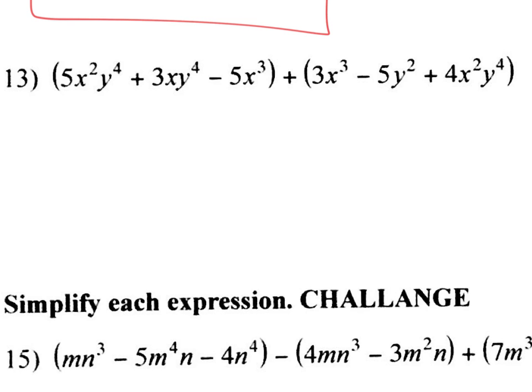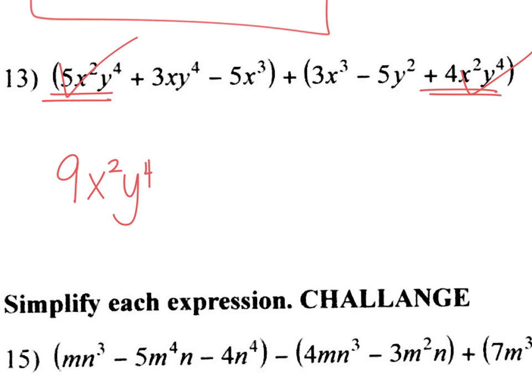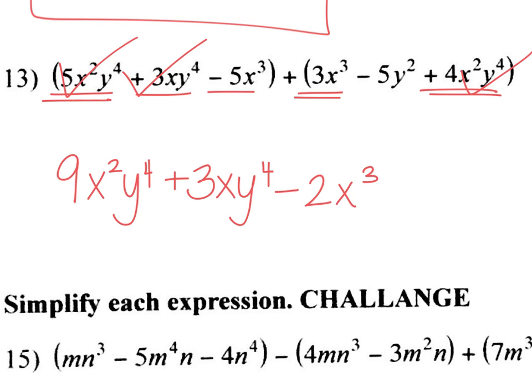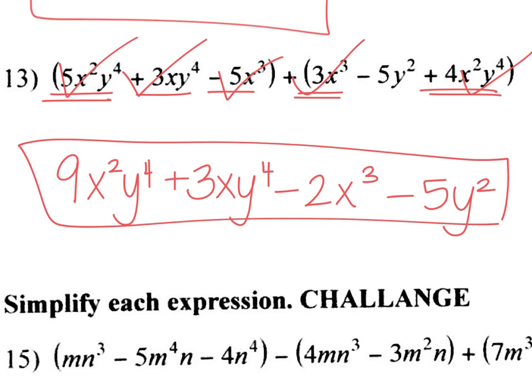Make sure you pay careful attention to where the exponents are, which variables they're on, because things have to be exactly the same. So I've got an x squared y to the 4th and another x squared y to the 4th. That's going to give me 9, and make sure your exponents stay the same. All right, I have an xy to the 4th, and I don't have anything that can go with that, so I'm just going to copy it down. I have a negative 5x to the 3rd. I have another x to the 3rd, so I can put those together with addition, negative 2x to the 3rd. And then I have a negative 5y squared that has nothing it can combine with.